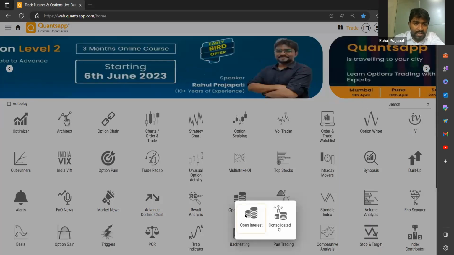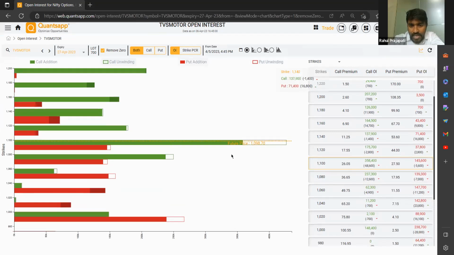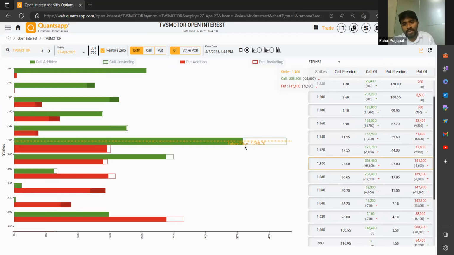Probably if you see that we have seen a TVS Motor chart. Now if you see this chart, what is actually happening? Can you just have a small understanding of it, that what is actually happening in the 1100 call option? We have identified using the delta function that this particular stock is bullish. Correct. That means the underlying structure of the stock is bullish.